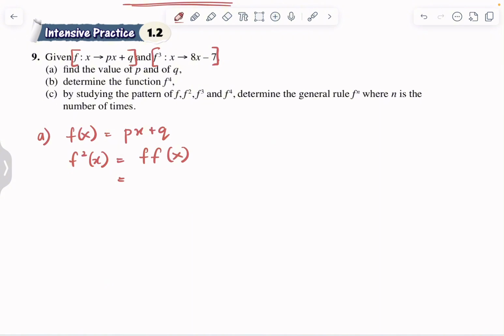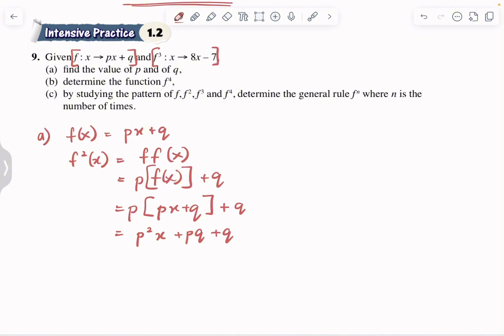So what we have to do is put the f(x) into the function. If f(x) is px plus q, f(y) is py plus q, so f(f(x)) would be p f(x) plus q. And then we know what's f(x). f(x) is px plus q. This gives us p square x plus pq plus q. Right. Now we can go and find f cube x.